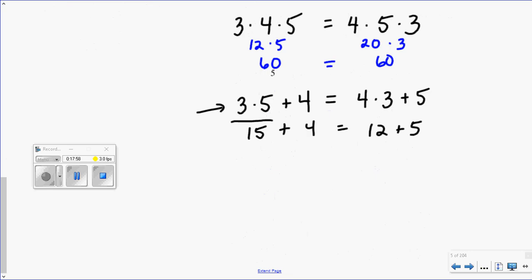Down here, I didn't finish, but I will just show you that this one is 19 and this one is 17. So that means they are not equal to each other. Okay, so that is a wrap on the very first lesson in Module 3.